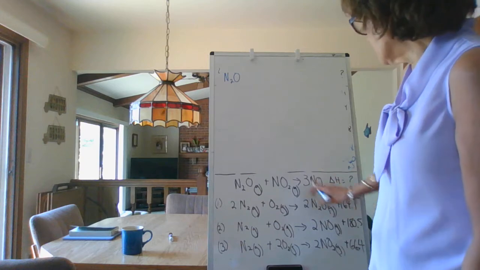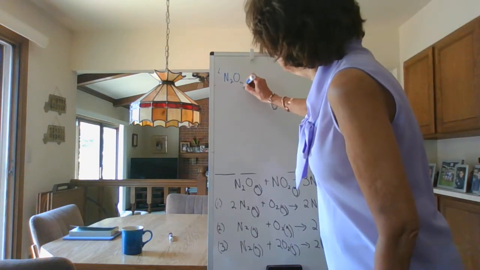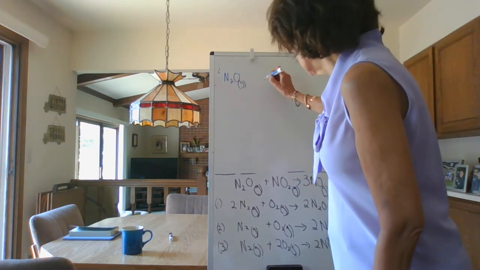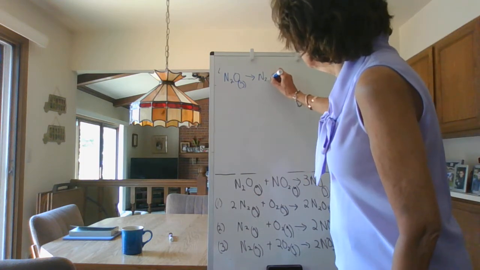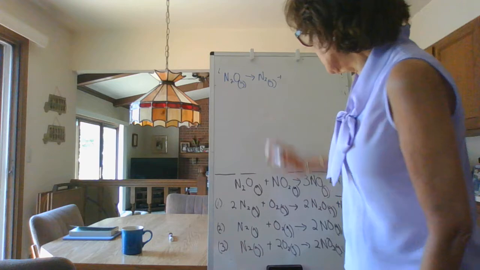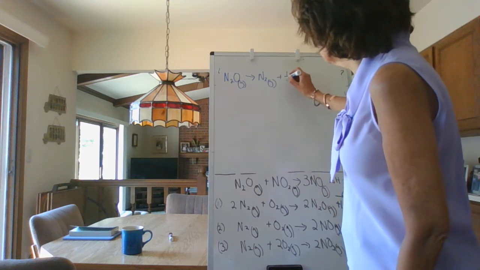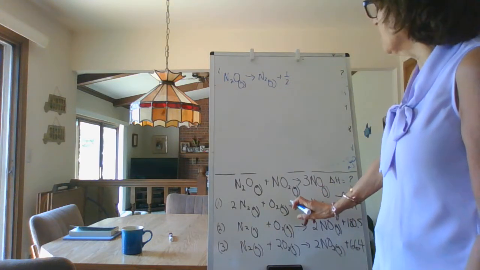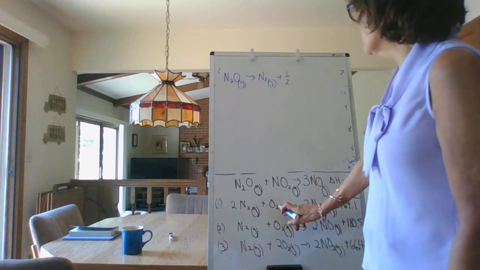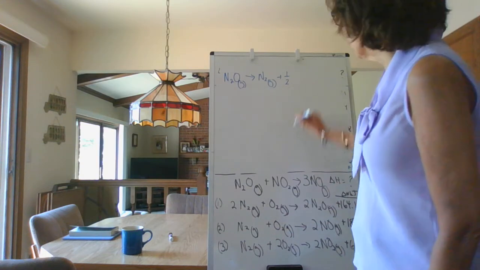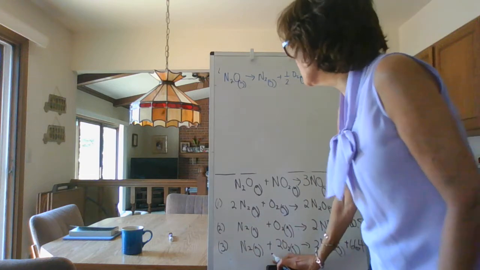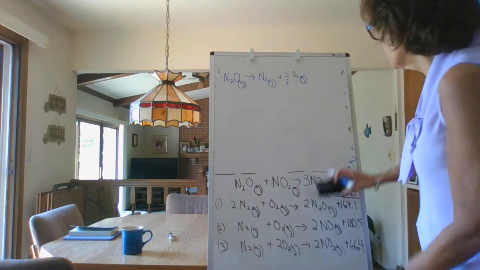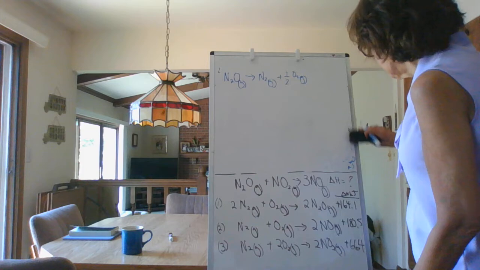So you're going to have N2O over on this side. Dinitrogen oxide will decompose to form nitrogen plus half. Remember how I told you guys in the first video that you are allowed to have fractions in a thermochemical equation, half a mole of O2 gas. Okay, so I divided everything in this equation by 2 and I flipped it.